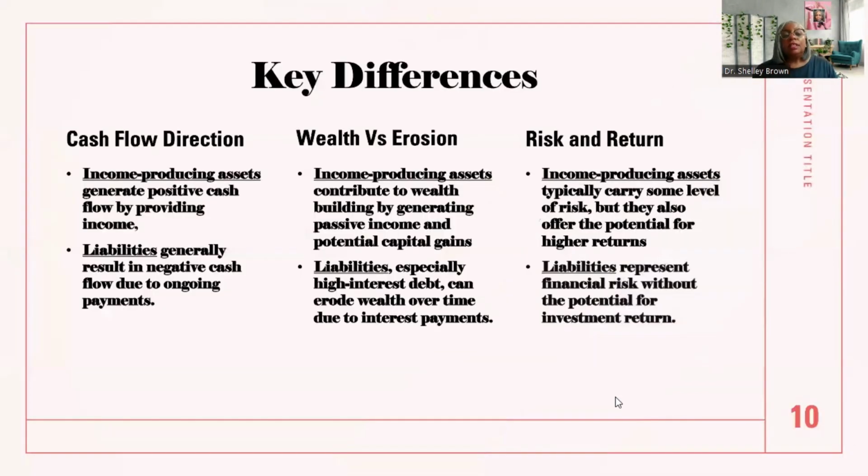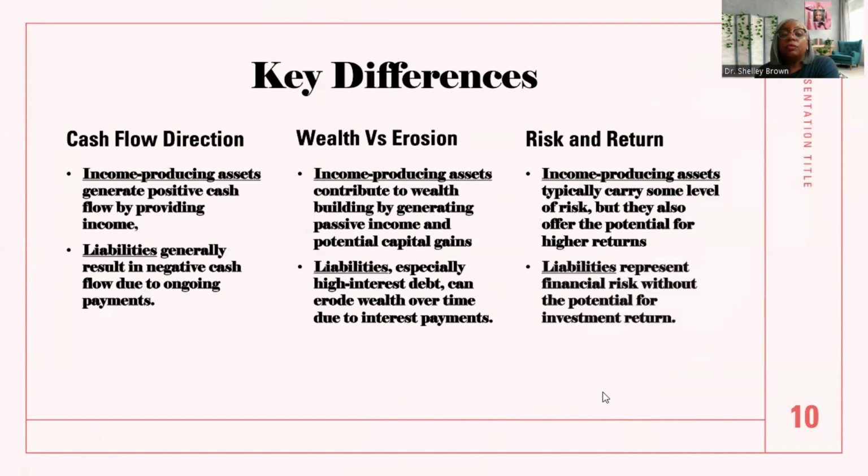So some key differences between income producing assets and liabilities. For one, is cash flow direction. Income producing assets generate positive cash flow by providing income, money coming in. Liabilities generally result in negative cash flow due to ongoing payments, money going out.